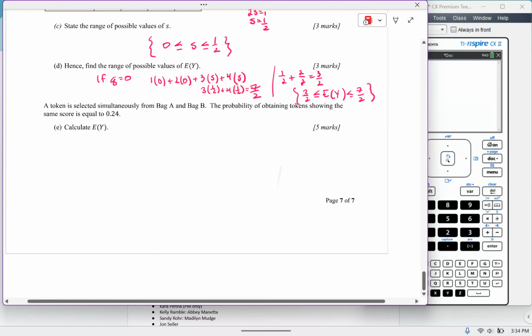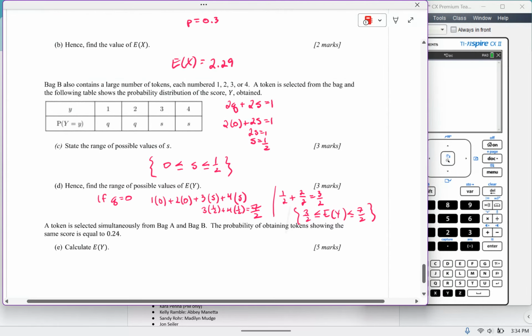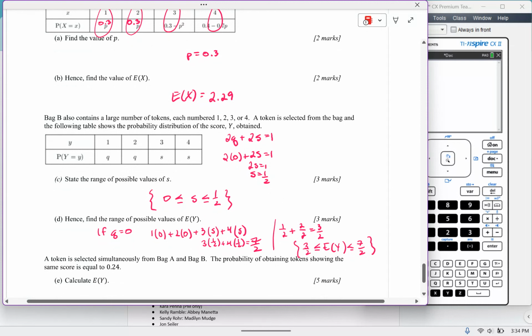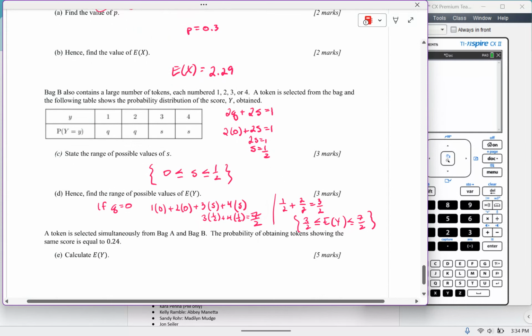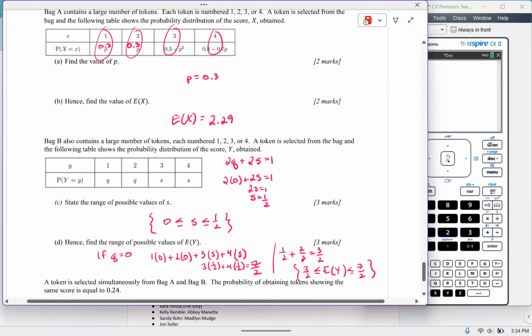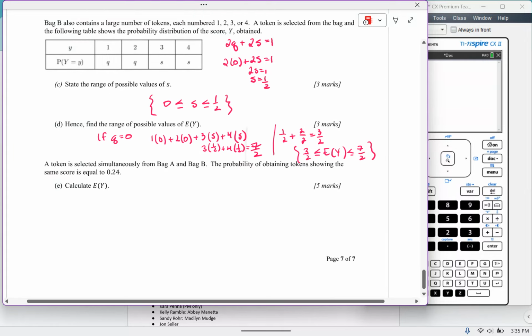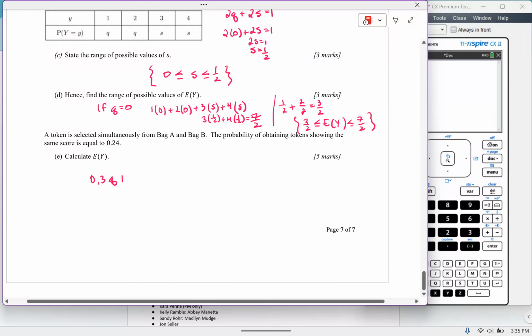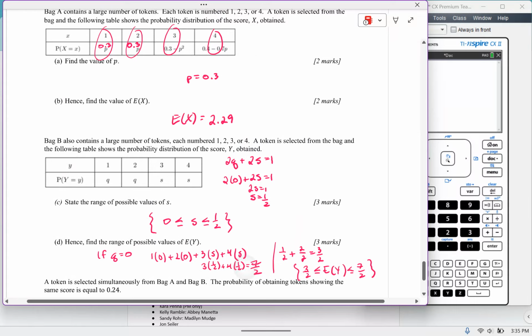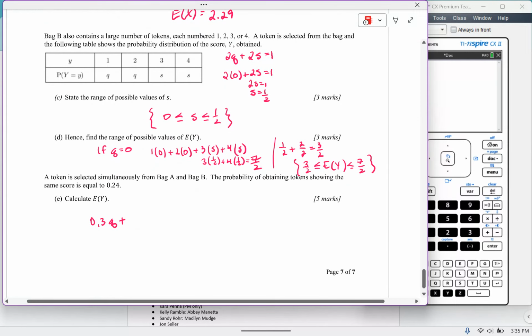All right, and then for the last part, it says a token is selected simultaneously from bag A and bag B. This is where we're now combining the probabilities. The probability of obtaining tokens showing the same score is equal to 0.24. So the probability of getting a 1 in the first bag is 0.3. The probability of getting a 1 in the second bag is Q, so 0.3 Q. The probability of getting a 2 in the first bag is 0.3. The probability of getting a 2 in the second bag is Q.